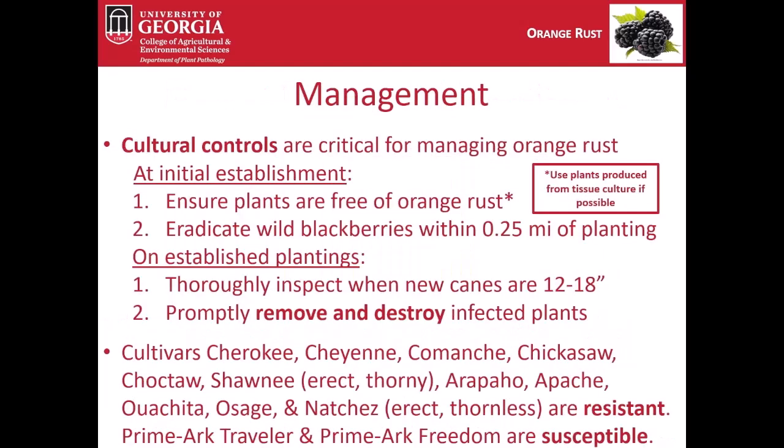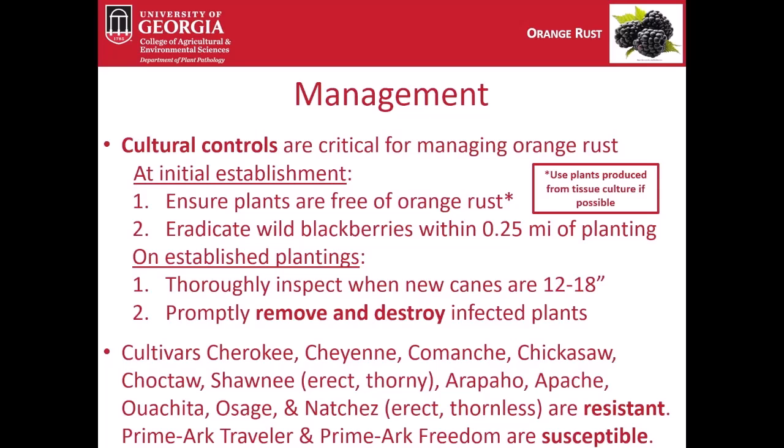So cultural controls are really critical for managing orange rust. First, you don't want to have it in your field or adjacent to your field in the first place. So how can you prevent problems initially with orange rust? It's really important to ensure that the plants are free of the disease. And one way you can do that is to use plants produced by tissue culture if possible.